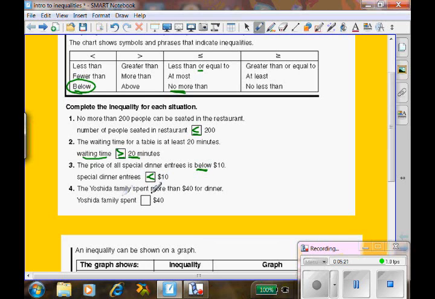And then number 4, it says the Yoshida family spent more than, key phrase, more than $40 for dinner.